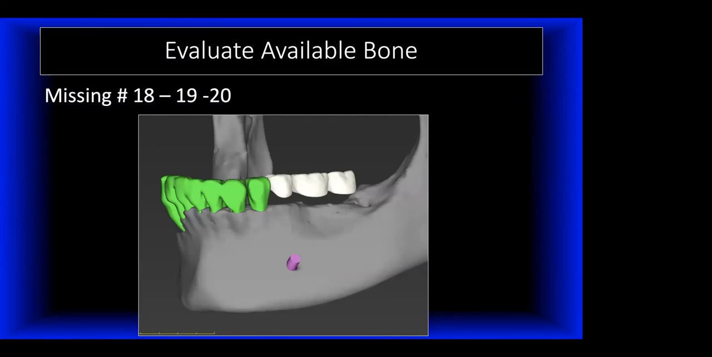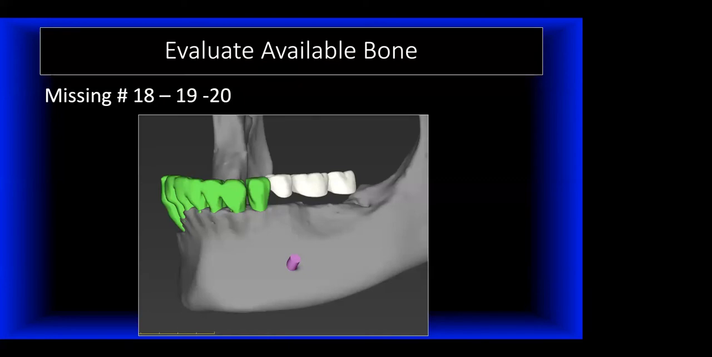So in the software, the co-diagnostic software, we have missing 18, 19, and 20, and we've replaced those with virtual teeth. So right off the bat, if you look at this view, my concern looking at it right now is that we have a space between the clinical crown and the crest of the bone.